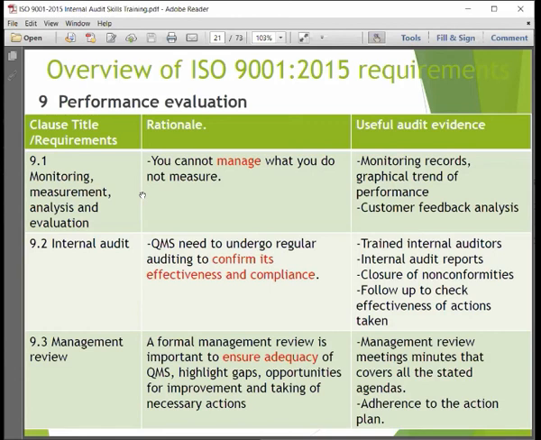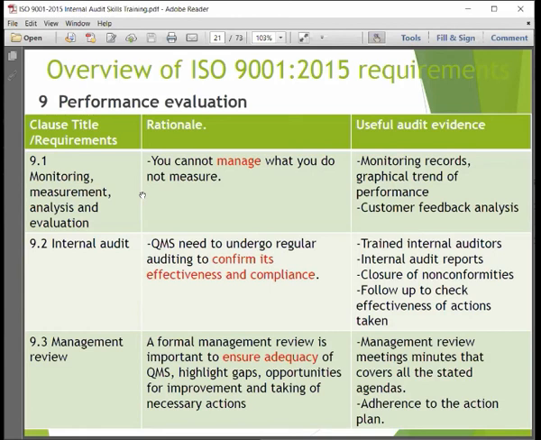Internal audit, now that is where internal audit comes in, and that is what we are doing now to build the capacity for that. It is one of the tools to evaluate our performance. Why? Because the QMS needs to undergo regular auditing to confirm its effectiveness and compliance. We don't just implement the QMS and forget and go home. We need to keep on evaluating to see are we still complying with what we have stated, and are we effective? Are we improving?